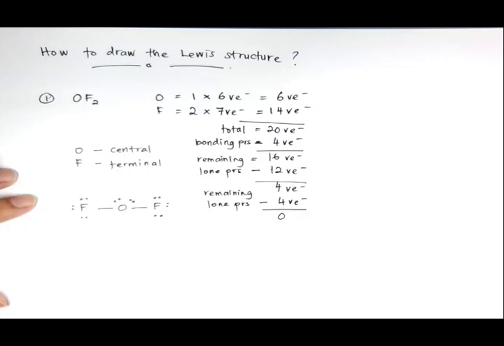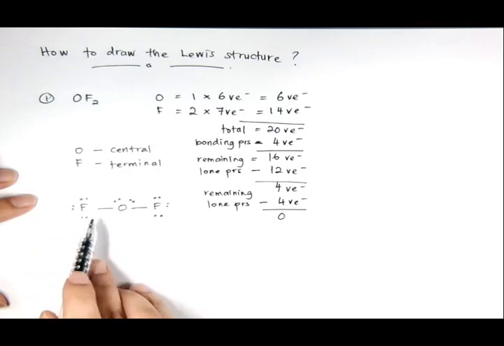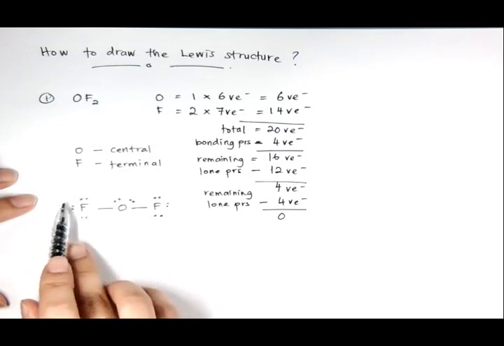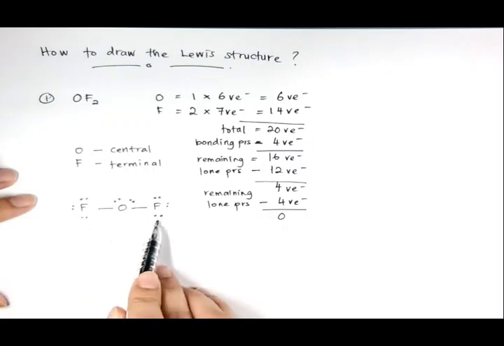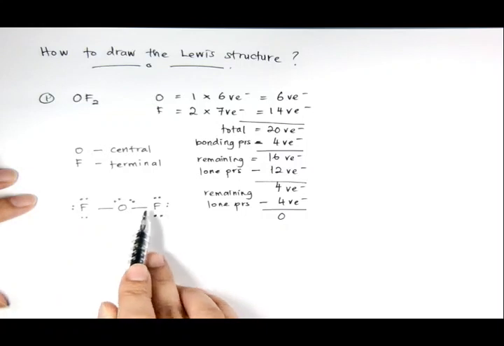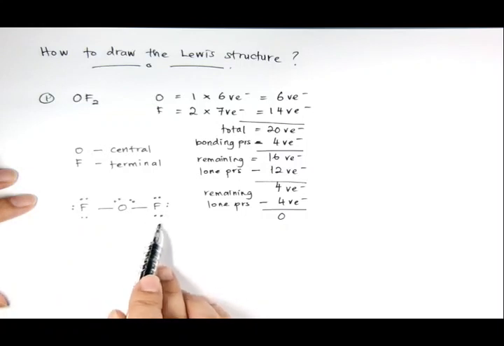So the next step is to check whether the atoms satisfy the octet rule. Look at the fluorine atom. Fluorine has 1 bonding pair and 3 lone pairs. So that shows the fluorine atom is surrounded by 8 electrons. So this shows fluorine achieved octet configuration. Another fluorine atom has the same number of bonding pairs and lone pairs. So this fluorine atom also achieved the octet configuration. So it satisfied the octet rule.